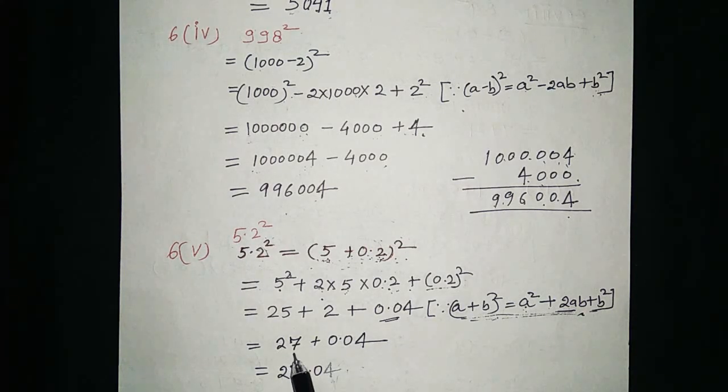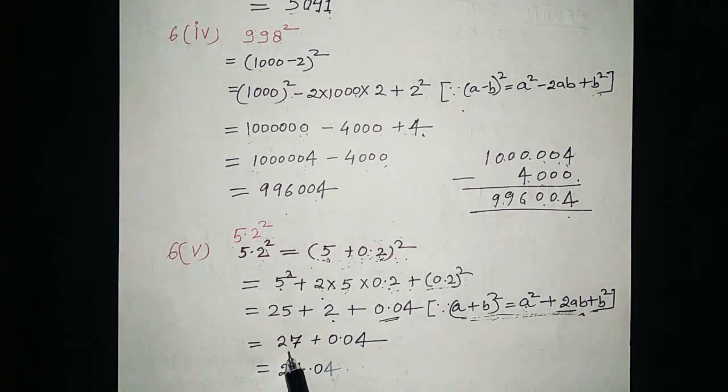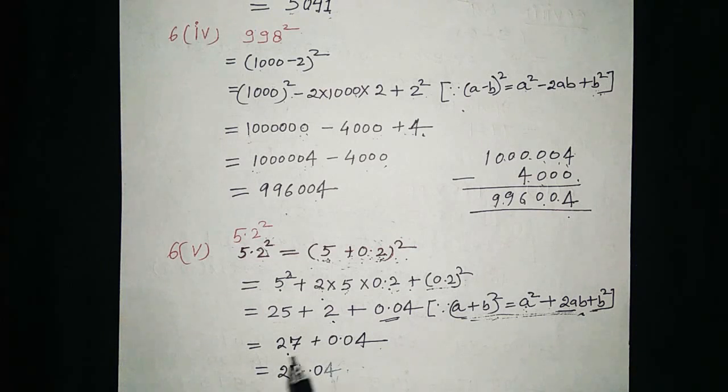Now 27 plus 0.04 you will get in the next step, because here you will add this 25 and 2, then here 27 you will get, and then you will add this 27 and this 0.04. Okay, and 27 is a whole number, so you will write here 27, and after this 0.04 you will write. So the square of 5.2 is 27.04.